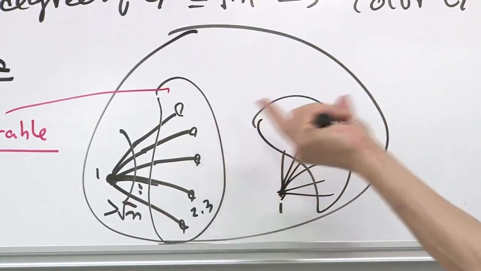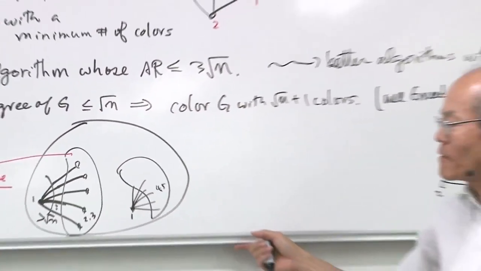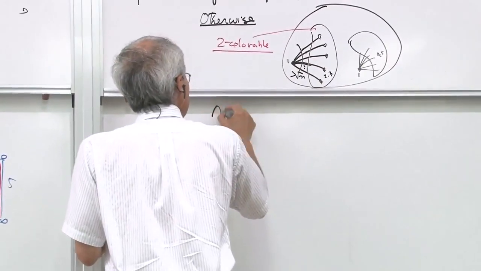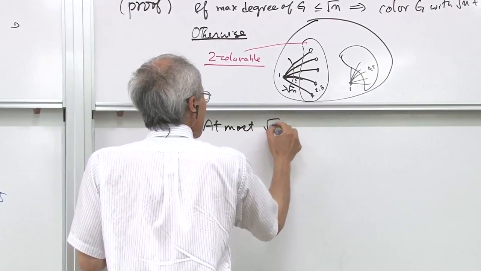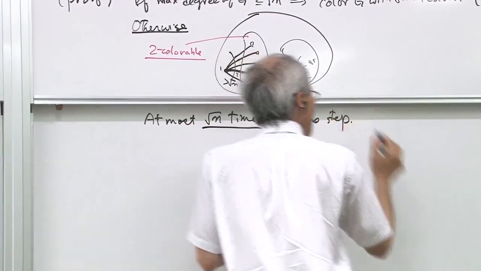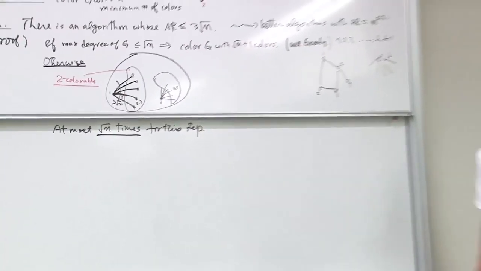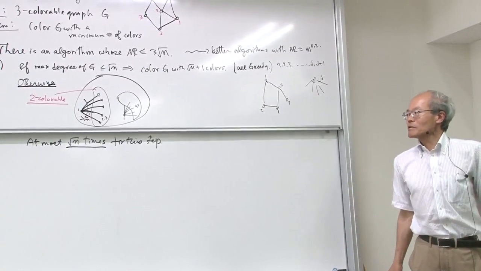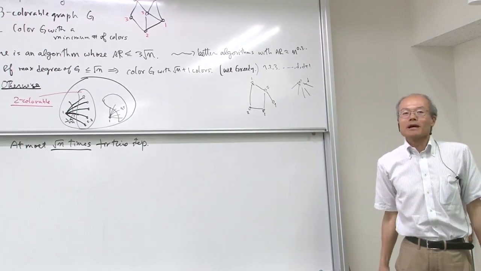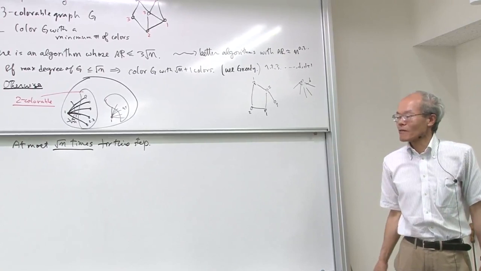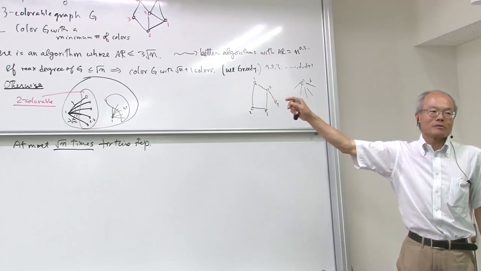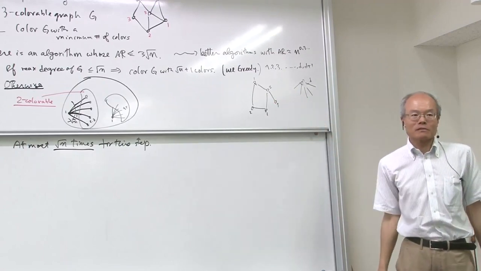Maybe those two vertices might be adjacent, but if you have four and five, then it's legal. There are at most square root of n steps, because in each step you remove at least square root of n vertices, so it can last at most square root of n times. After that, the remaining graph should be small, meaning the maximum degree should be less than square root of n. Then you can use the greedy one.